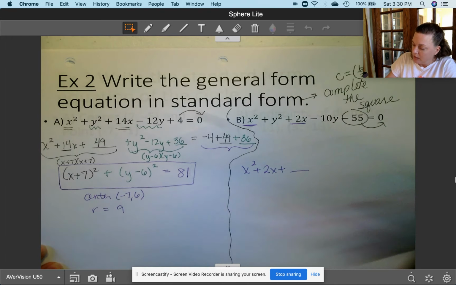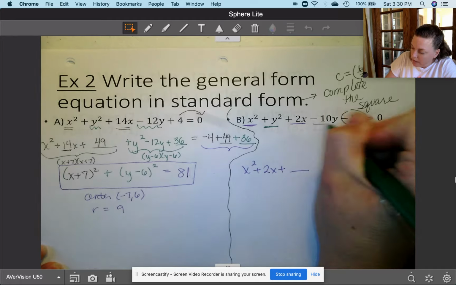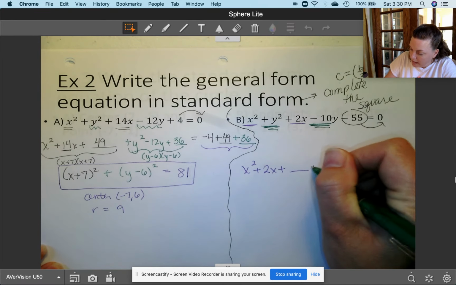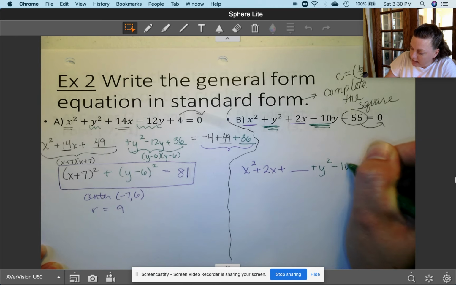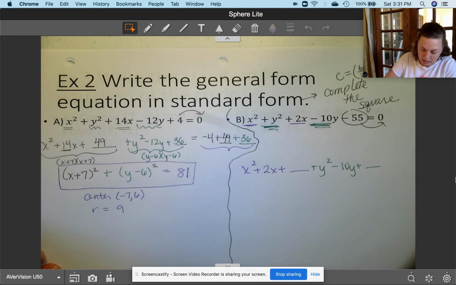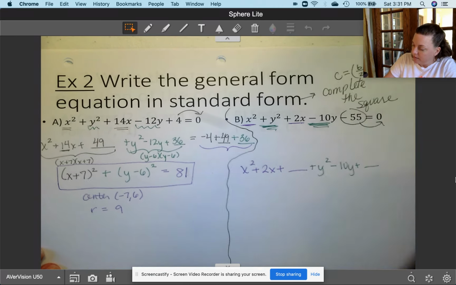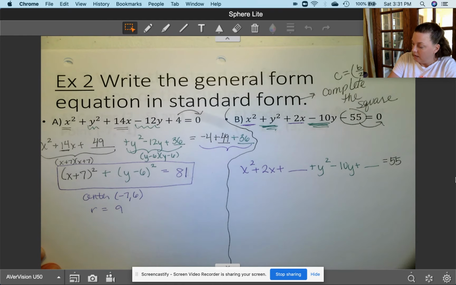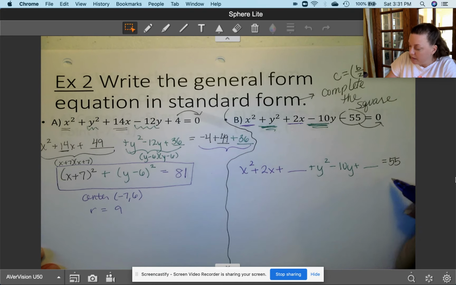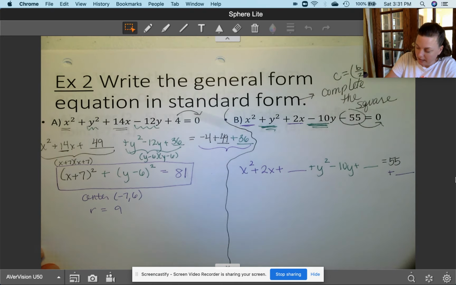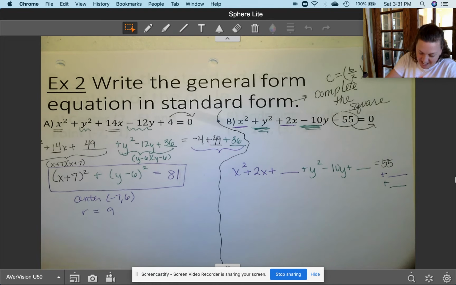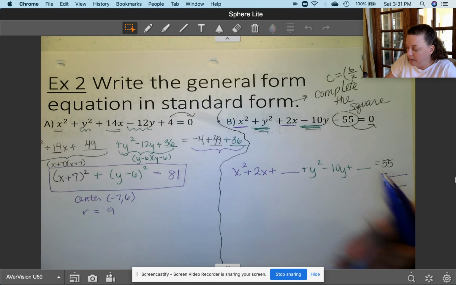I have my y squared and my negative 10y. So plus a y squared and a minus 10y plus a blank. Now I'm moving my 55 over, so it's going to become positive 55. I'm running out of a little bit of space here, but I'm going to add a blank for my purple blank, and a green blank there. Sorry, it's squishy.